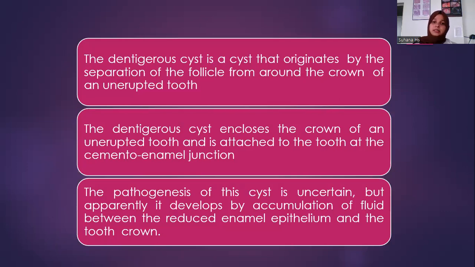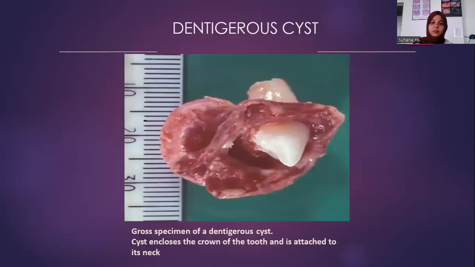The dentigerous cyst is a cyst which originates by the separation of the follicle from the unerupted crown of a tooth. The dentigerous cyst encloses the crown of an unerupted tooth and it is attached to the cemento-enamel junction. The pathogenesis of the cyst is uncertain. Some theories say that there is an accumulation of fluid in the reduced enamel epithelium as well as the crown.